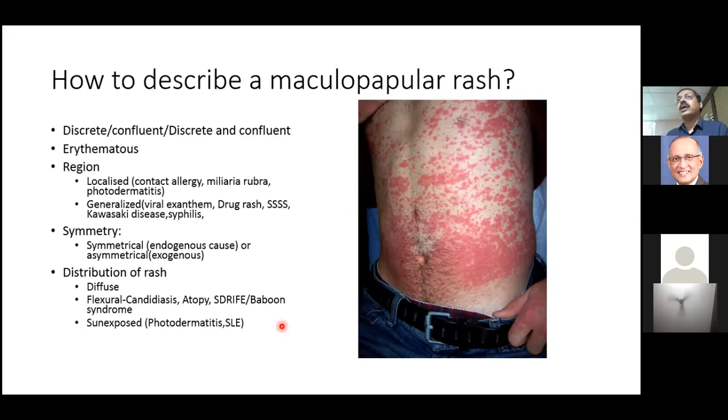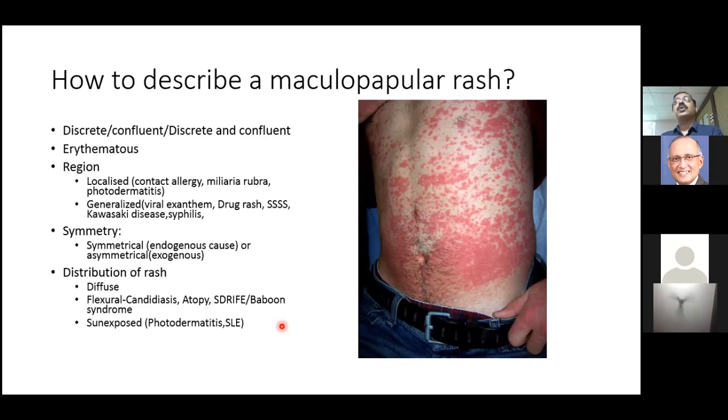Or if it is localized, it makes it much easier. It could be just a contact allergy, or if it is occurring around the flexures or more of contact areas, think of miliaria, which is just a sweat rash. So you ask the history: do you sweat a lot? Then you would probably get the history that the patient has had a fever, and following the fever, in the areas of maximum sweating or contact, you have an erythematous rash. Think of miliaria rubra.